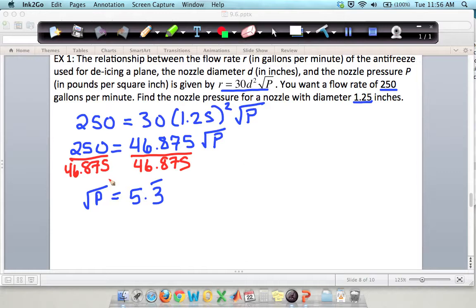And now I'm going to square both sides to get rid of that square root. And you should get P equals 28.4 when I round. And this is P, pressure, and that says it's pounds per square inch. So don't forget your units. So pounds per square inch.